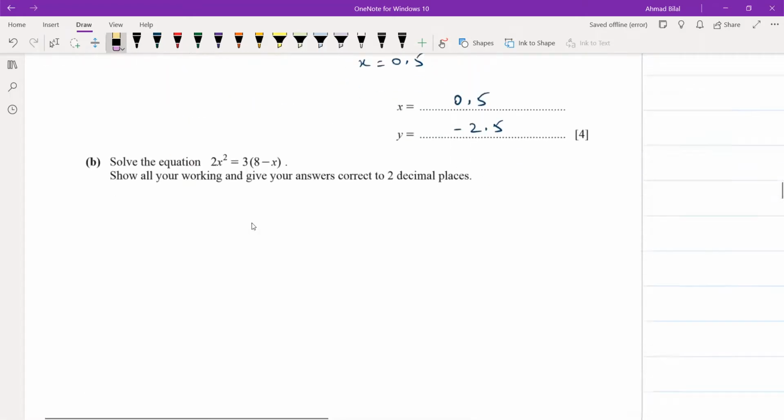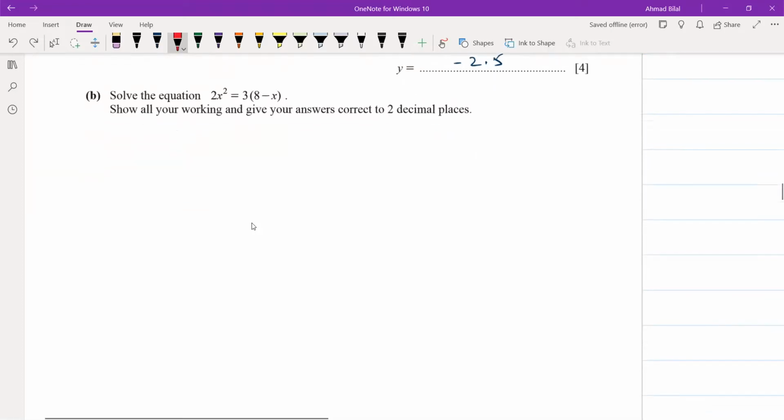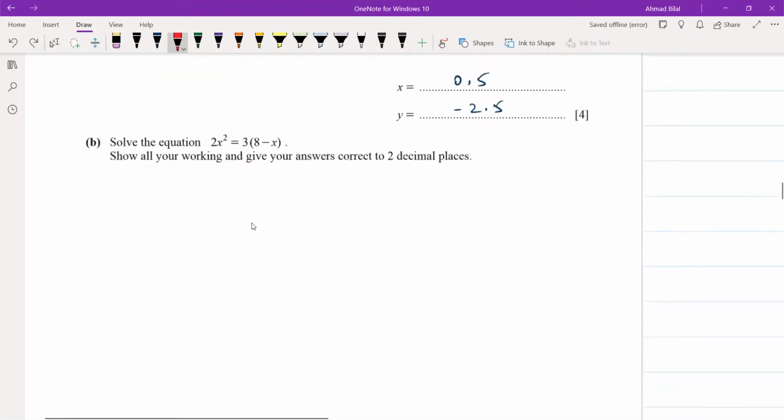All right, let's move on. So we have to solve this equation. This is the quadratic equation. We have to show all our working and give our answer correct to those decimal places. Remember, जब भी उसने कहा होता है decimal places is significant figures, that means you'll have to use the quadratic formula. Factorization नहीं होगी. So let's do that.